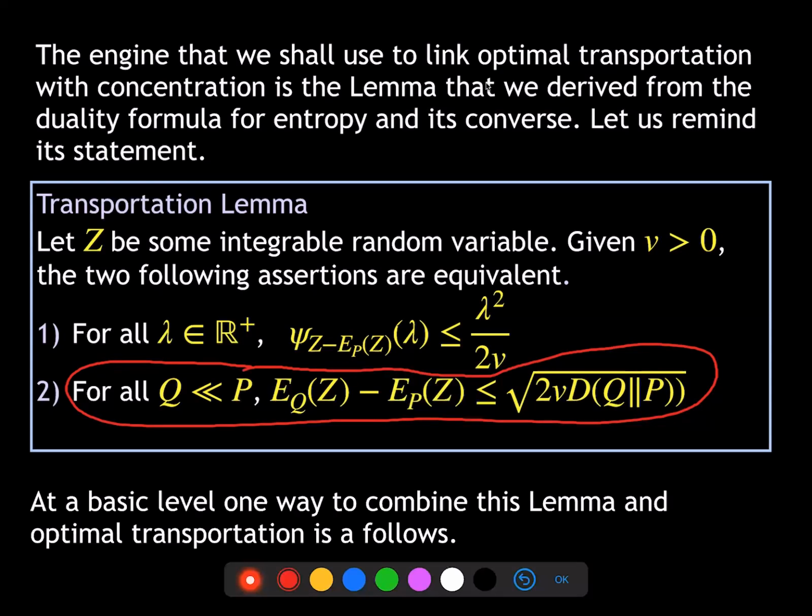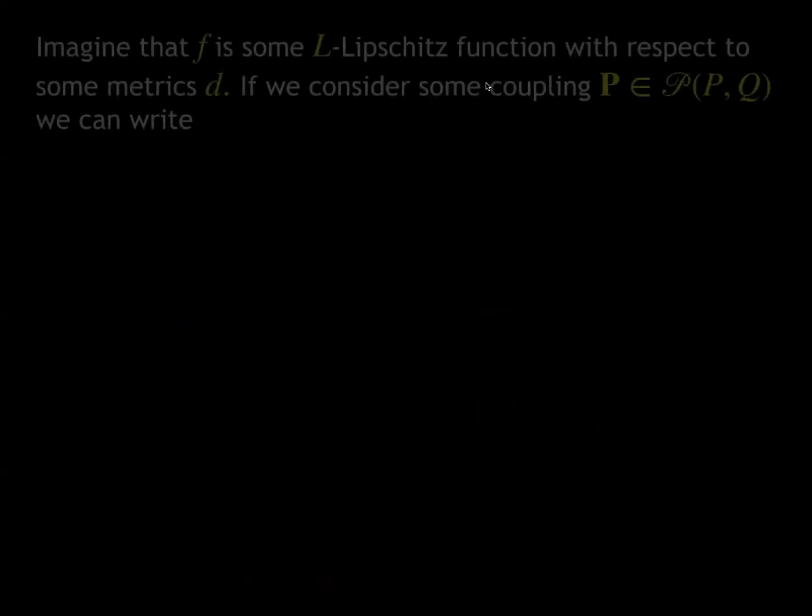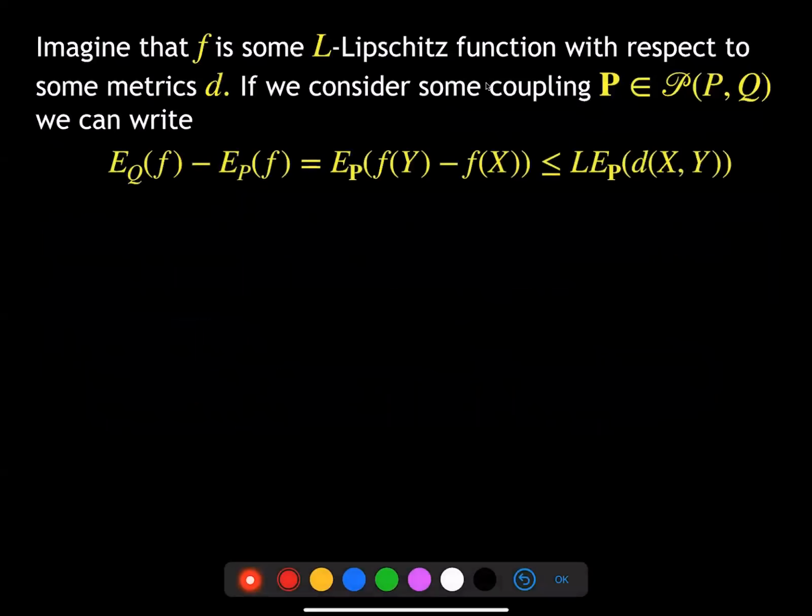At this basic level, just look at Lipschitz functions. So you take a Lipschitz function with respect to some metric D, and you look at some coupling. The coupling between P and Q will allow you to write the difference between these two expectations.